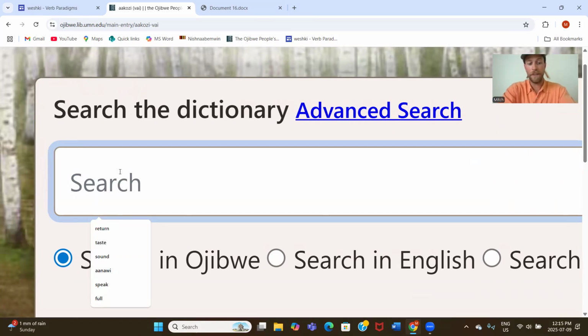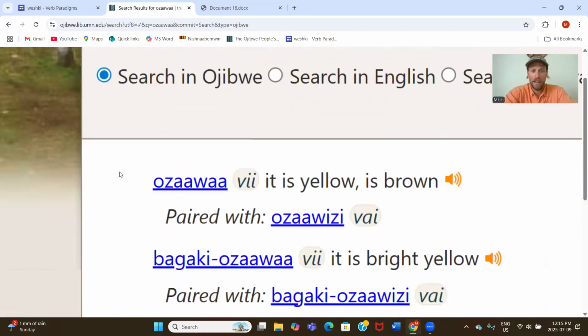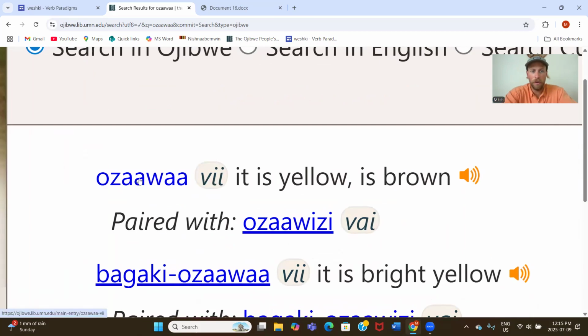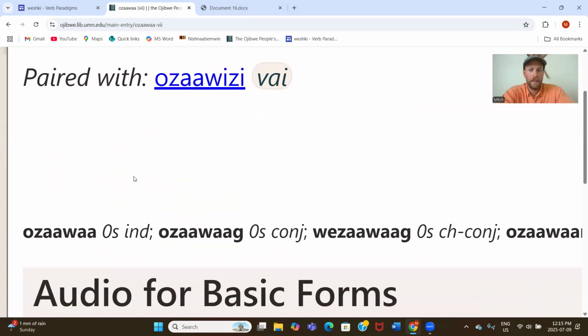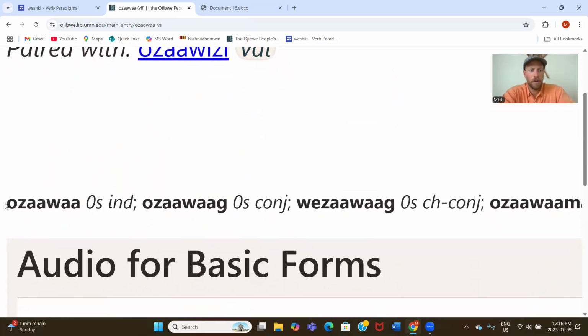Okay. And it's the same thing for the II verbs too. Like I could look up ozawa. Okay. It is yellow. There's the VII verb. Oh, okay. So ozawa. I want to say what is yellow? I want to be able to ask what is yellow. So I need to be able to put yellow into C form. So I'm going to click on ozawa and then look right here.